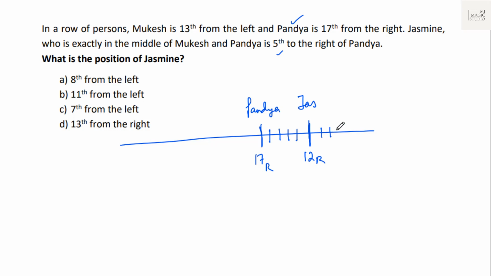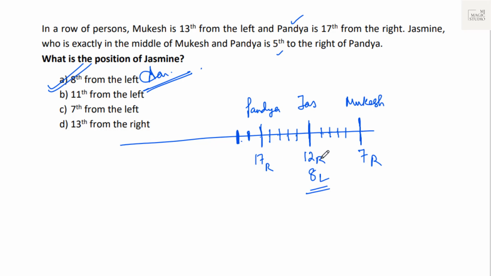Pandya is here, 1, 2, 3, 4, and again 1, 2, 3, 4. Mukesh should be at this position, that is 11, 10, 9, 8, 7. 7th from the right. Okay. And it is given that Mukesh is 13th from the left. 1, 2, 3, 4, 5, 6, 7, 8, 9, 10, 11, 12, 13. So this many people are there till Mukesh. What is the position of Jasmine? 1, 2, 3, 4, 5, 6, 7, 8. The position of Jasmine is 8th from the left, which is given in option A.